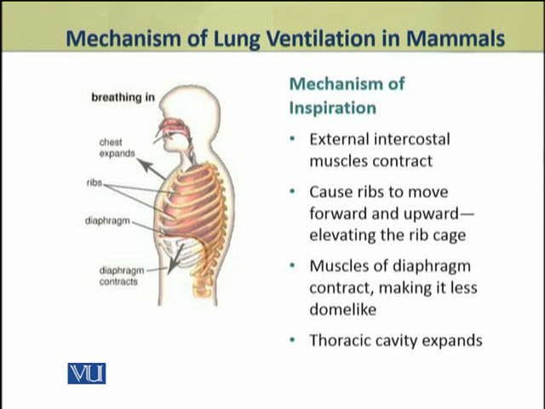Dear students, now we shall discuss the mechanism of inspiration. Inspiration happens when the external intercostal muscles contract and cause the ribs to move forward and upward, elevating the rib cage. Iske saath hi, muscles of the diaphragm also contract, making it less dome-like. In dono actions ki wajah se, combined effect jo hota hai, that is, the thoracic cavity expands. Chest jo hai, wo expand karti hai.